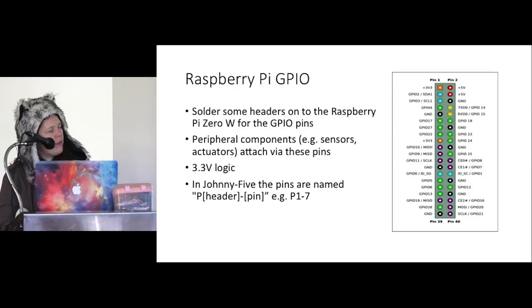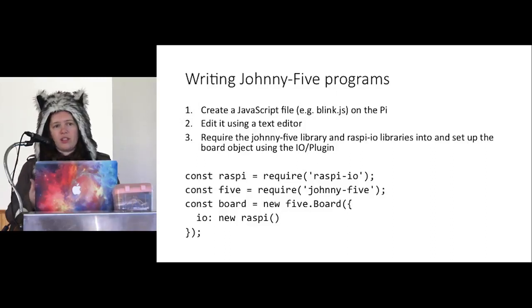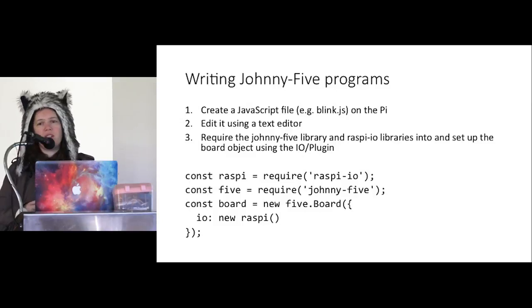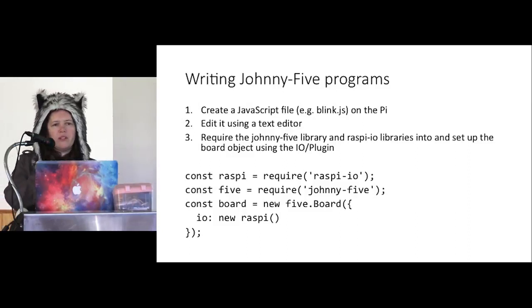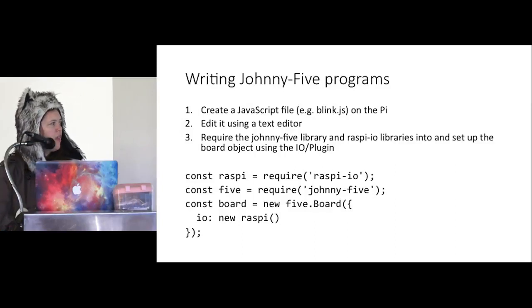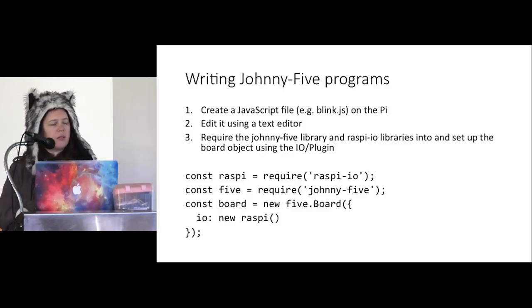If I want to write a program to control that LED using Johnny 5, I simply create a JavaScript file. I might call it something like blink.js if I'm blinking some LEDs. And because I'm using a Raspberry Pi, I would create that on the Raspberry Pi, or I'd create it on my computer and then copy it across to the Raspberry Pi. But it needs to be on the Raspberry Pi eventually, and it needs to be in the same place where you've installed your NPM modules. So maybe you've created a little project folder somewhere on your Raspberry Pi.